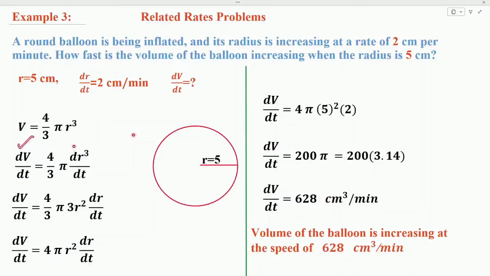Differentiating both sides of this equation, differentiation of r cube is 3r square into dr over dt. 3 will cancel with 3 and we get this equation. Substitute the value of r, which is 5, and the value of dr over dt, which is 2. Multiplying, we get 200 pi. Plug in the value of pi, which is 3.14, and after multiplication, we get the required solution.